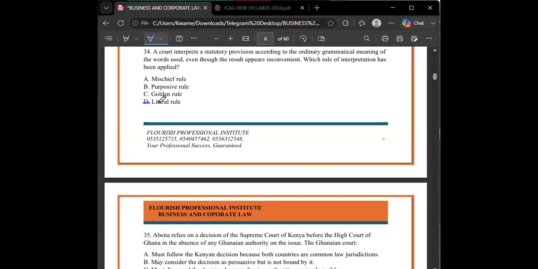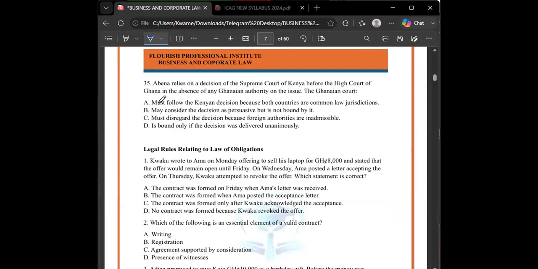If they ask you the rule that should have been applied, what do we go for? Golden rule. Because the literal rule will appear inconvenient. So what should have been applied is golden rule. But the question is not asking you that. The question says, which rule has been applied? So our answer remains literal rule. Question 35.